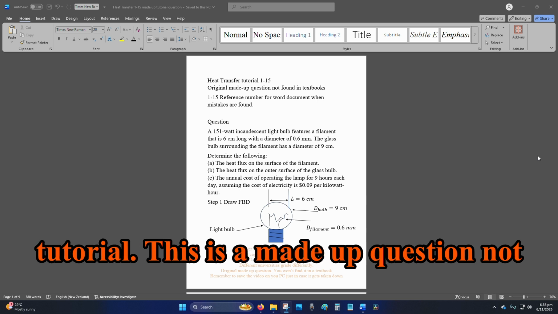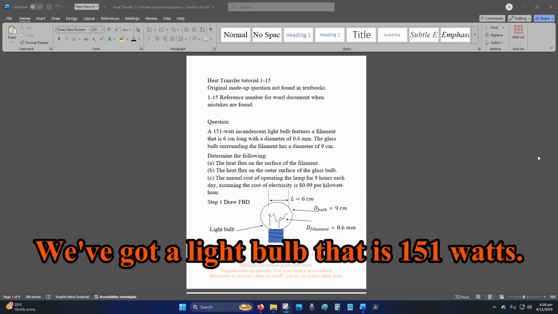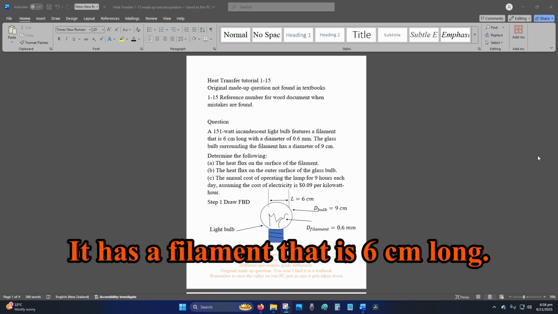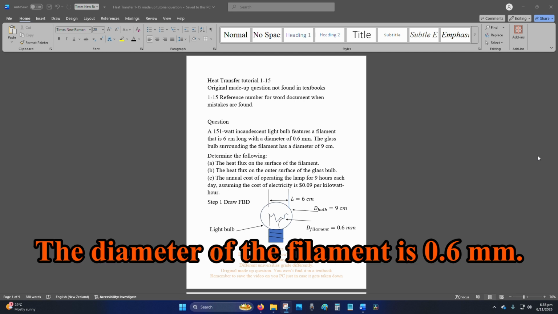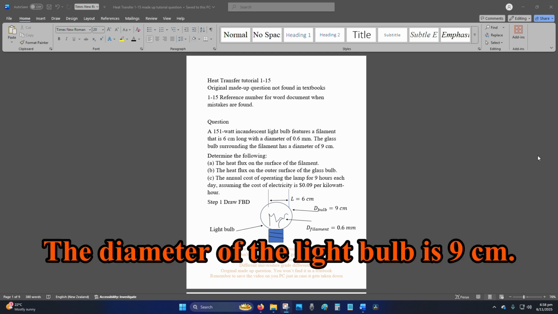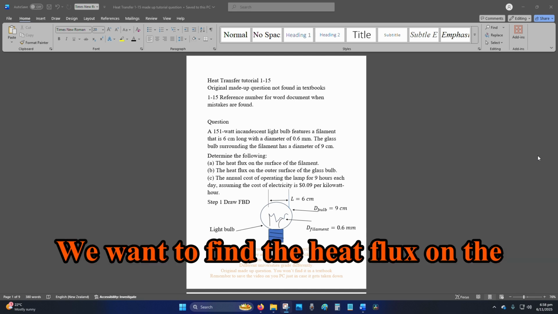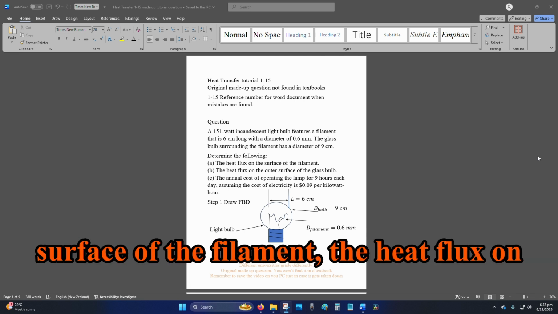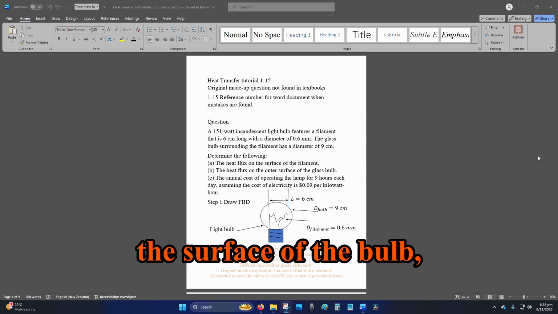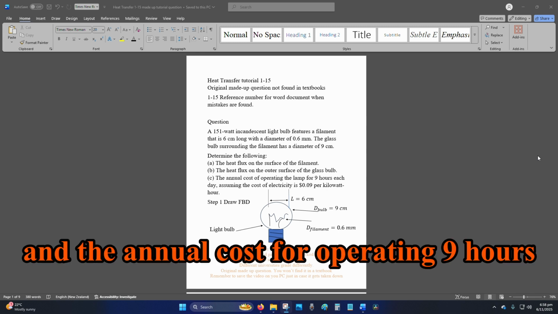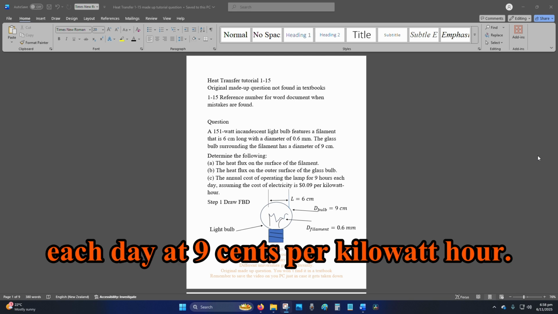This is a made up question not found in your textbooks. We've got a light bulb that is 151 watts. It has a filament that is 6 centimeters long. The diameter of the filament is 0.6 millimeters. The diameter of the light bulb is 9 centimeters. We want to find the heat flux on the surface of the filament, the heat flux on the surface of the bulb, and the annual cost for operating 9 hours each day at 9 cents per kilowatt hour.